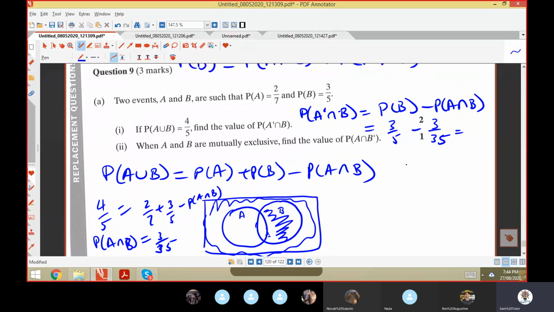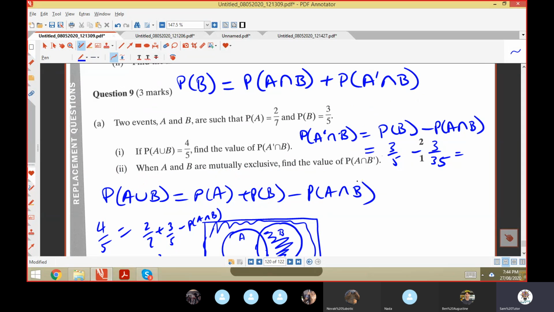Okay, sure. I worked it out using the inclusion-exclusion: 3 on 5 minus 2 on 7, A plus B minus union. Yeah, that's what I was trying to do.